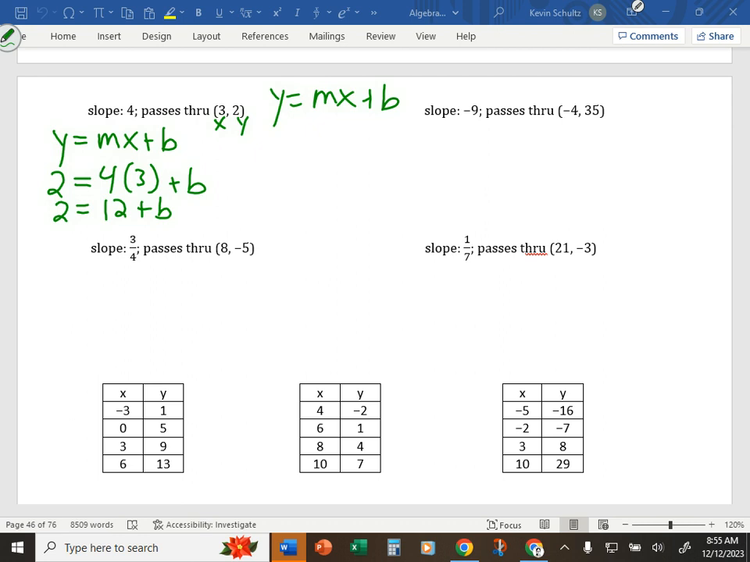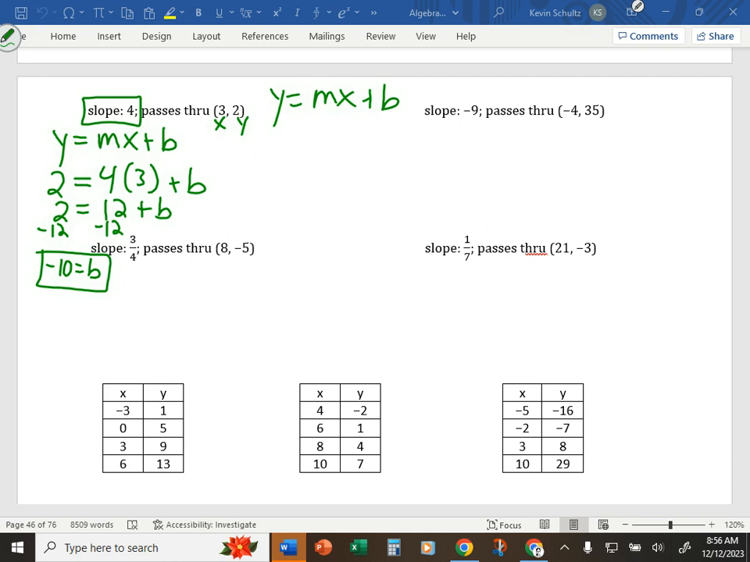So what do we get for b here? 6. Nope, negative 10. We're adding here, so we subtract 12 from both sides. And negative 10 equals b. So, knowing that our slope is 4, I gave that to you. Knowing that our b value is negative 10, what's the equation in slope intercept form?